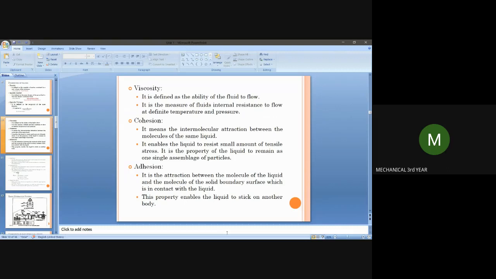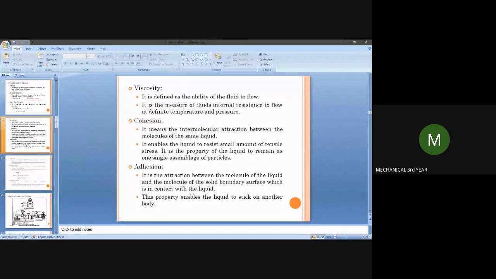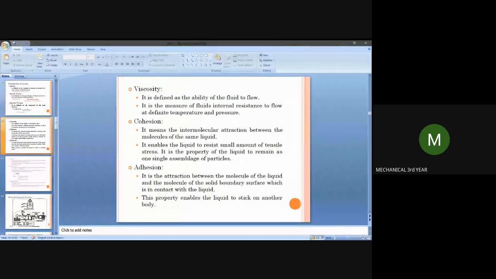So when you pour water on a table, there is some droplet left in the container, and that property is known as adhesion. It is a property that is capable of retaining the liquid in the medium. So that is called adhesion. This is the difference between cohesion and adhesion.